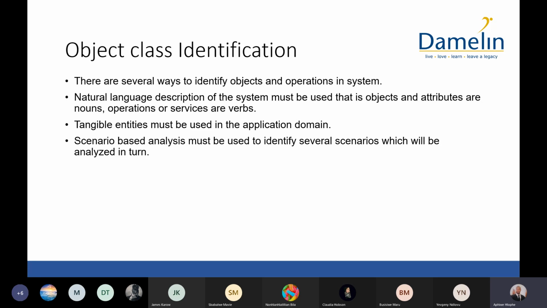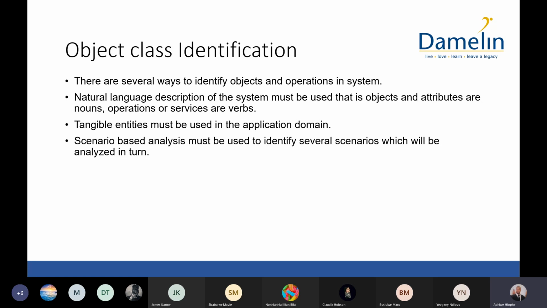You can look at all the different classifications of nouns. You can look at all the tangible things in the case study. Remember, we do a scenario-based analysis. In the next slide, I'll show you what that means. So we do a scenario-based analysis and we look for things, such as anything.